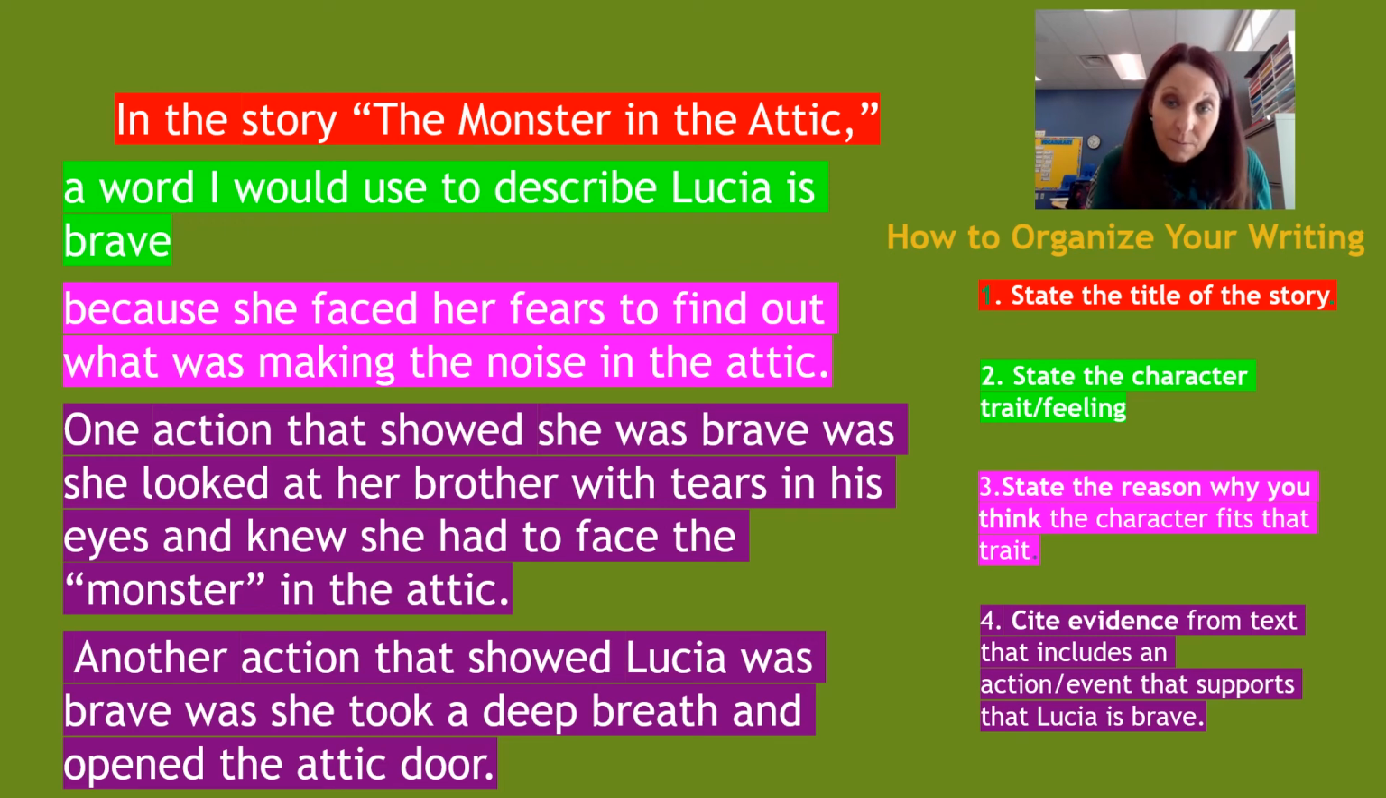If you came up with a different piece of evidence that shows she is brave, you're more than welcome to write that there. Okay, so your paragraph should include the topic sentence, which has the title of the story, the trait, which is brave, and the reason why you think that she was brave. And then the last two sentences are your pieces of evidence from the text that shows why Lucia was brave.